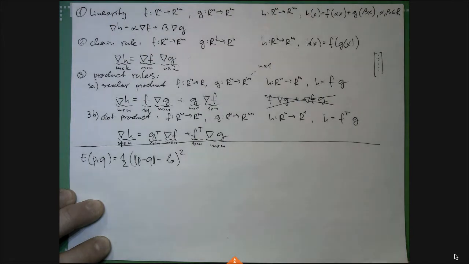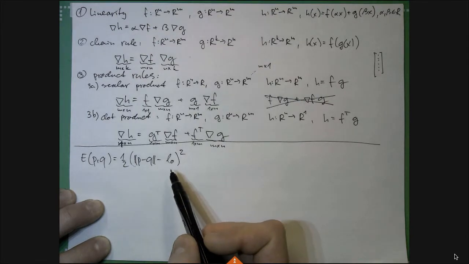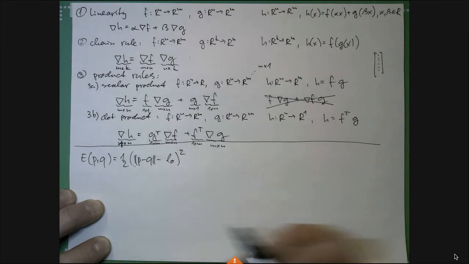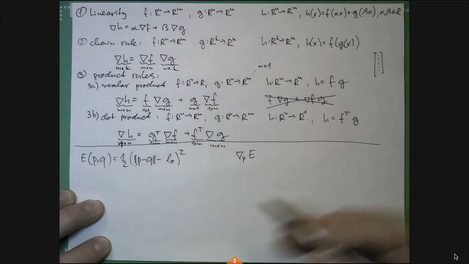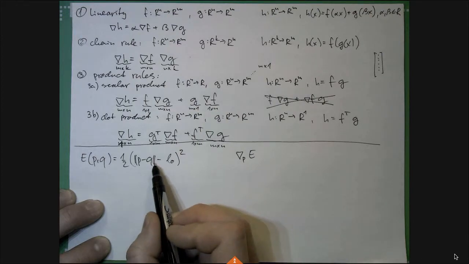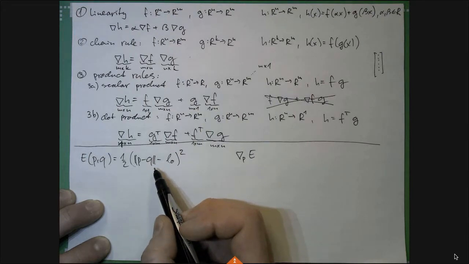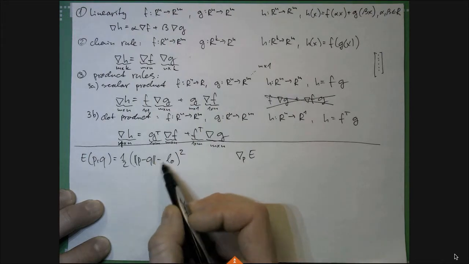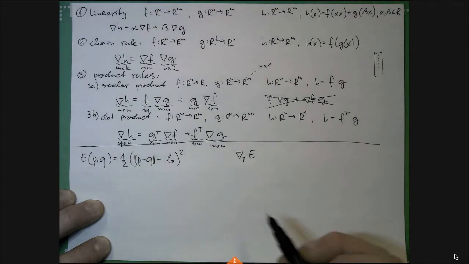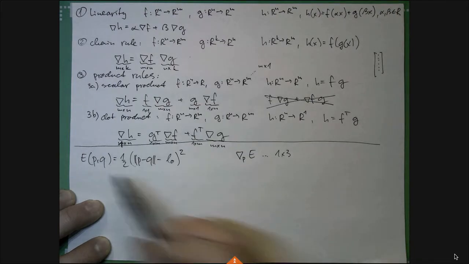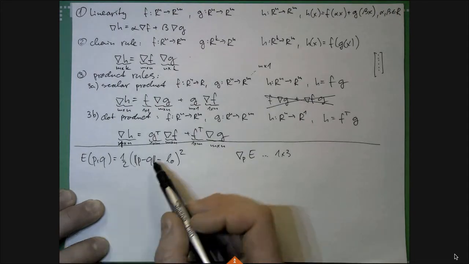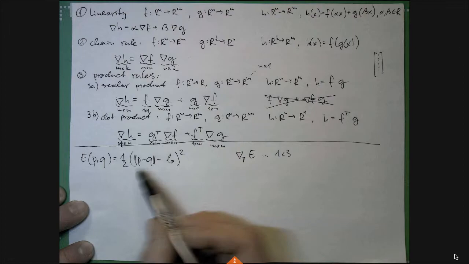First, let's just compute the gradient with respect to p. That means we will assume that q is fixed. And the one with respect to q will be similar. We'll do that in a second. So this will be a 1 by 3 vector. Let's first take a look. What is the structure of this thing?